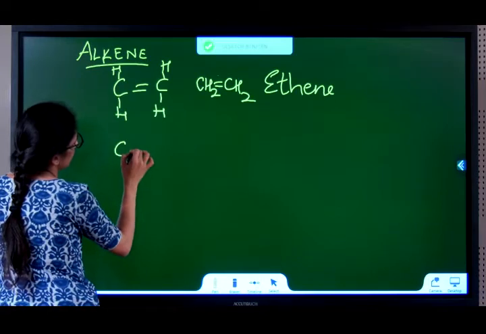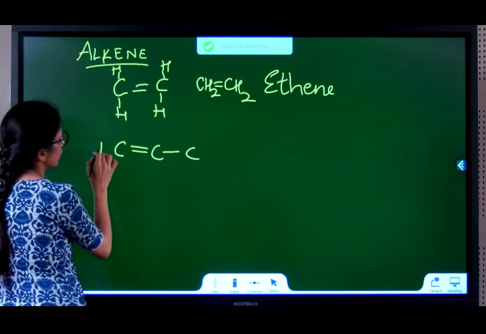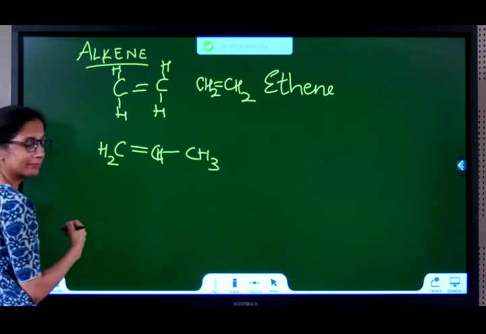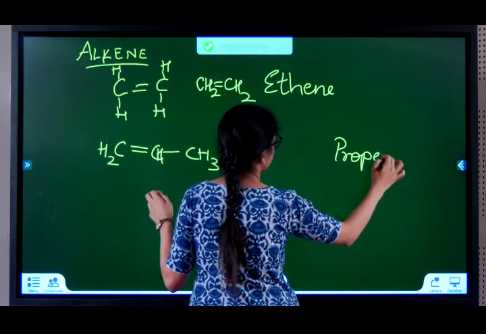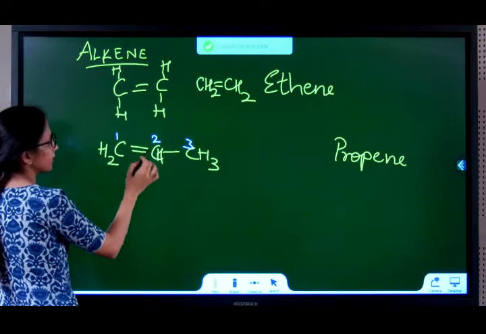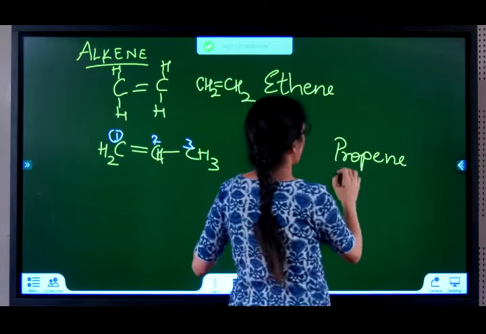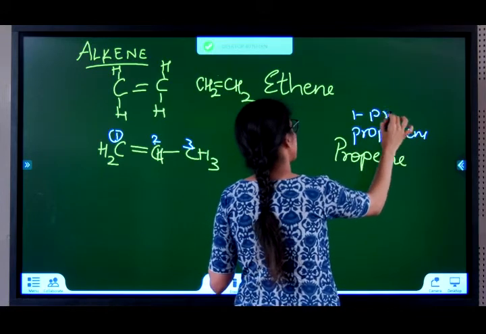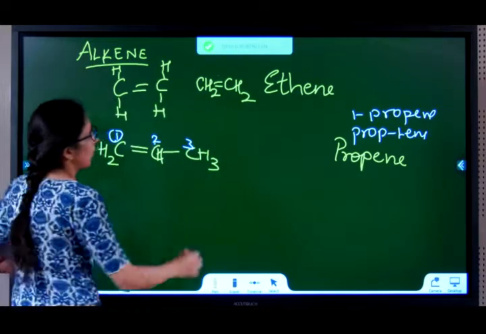Next, C3, put the double bond anywhere, put your remaining H's, CH2, CH, CH3. Now what does it become? Propene. How propene? Numbering 1, 2, 3. Double bond lies between 1 and 2. Choose a lower number, 1. Prop-1-ene, or 1-propene, or just propene. If you don't mention the number, it means double bond is at position 1. All are same.